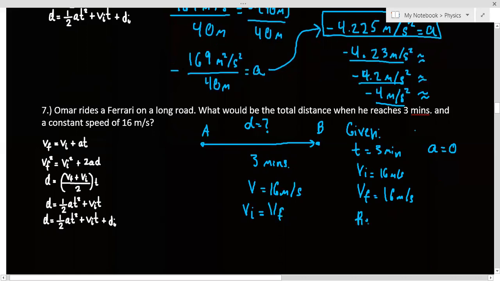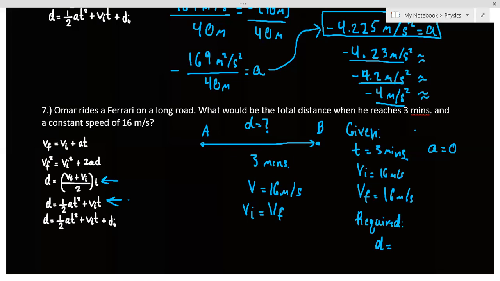Then what would be our required? Our required is the total displacement after 3 minutes. So what formula are we going to use? We can use either the third formula or the fourth formula. So why the third or the fourth?